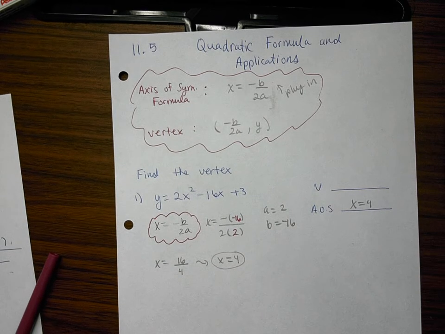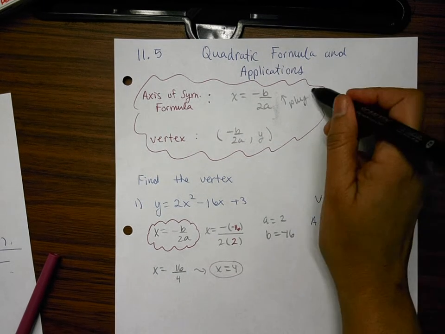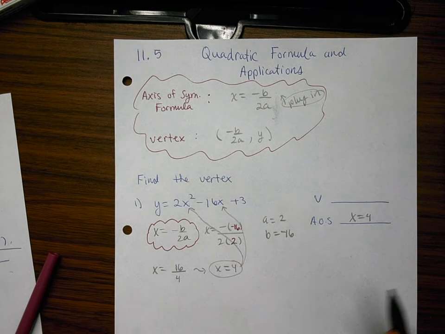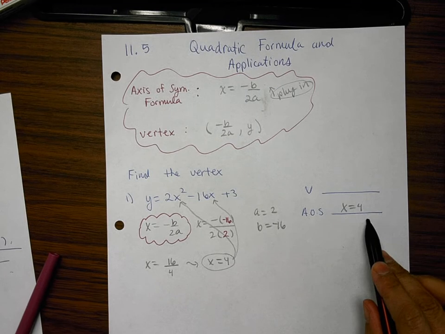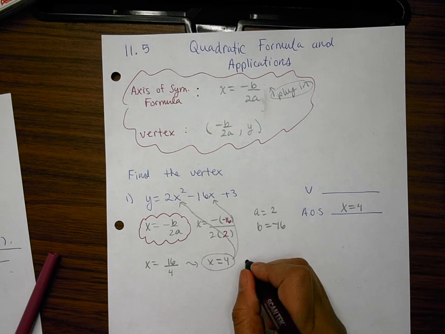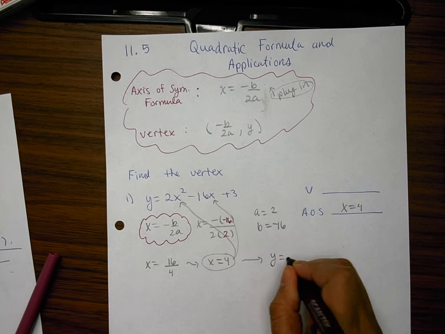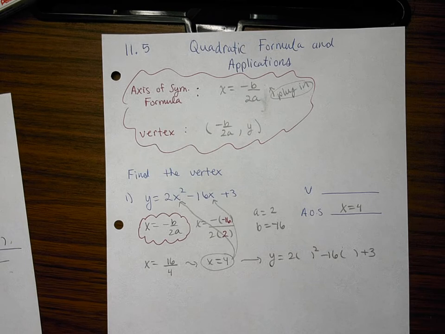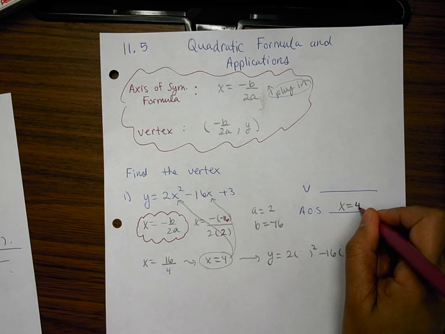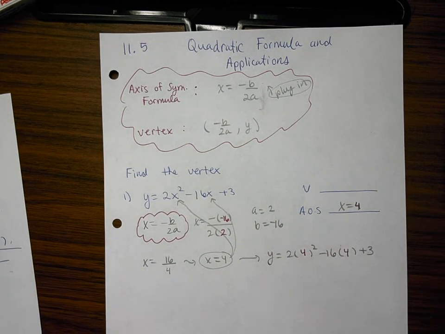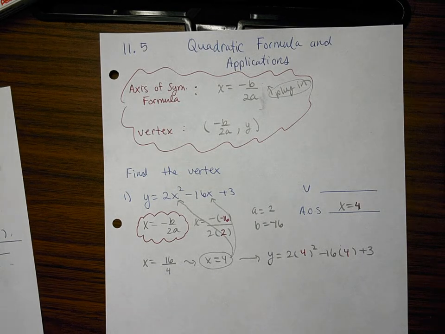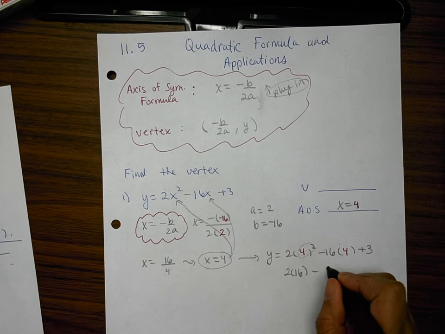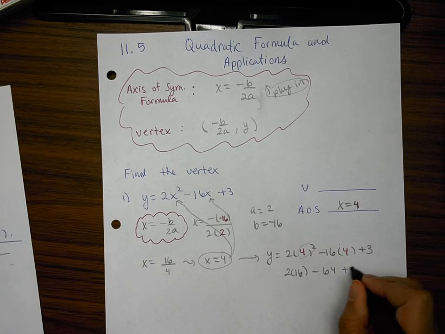X equals 4. Now, remember what you do. You plug it in. You take that 4 and you plug it in. That's what we did in our previous unit as well. We found our axis of symmetry differently, but the vertex we're going to find the same way, by plugging it in. Okay, so I'm going to do that now. Y equals 2 blank squared minus 16 blank plus 3. And what am I plugging into all the blanks? The 4 from the axis of symmetry. 4 and 4. And we just follow our order of operations. 4 squared is 16, so 2 times 16 minus 16 times 4 is 64 plus 3.